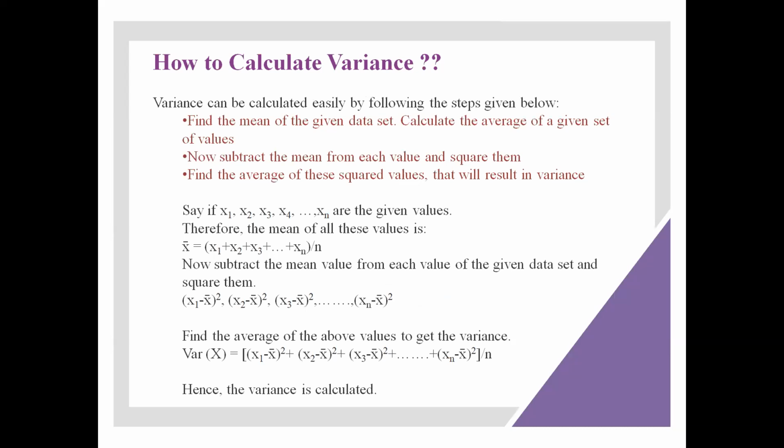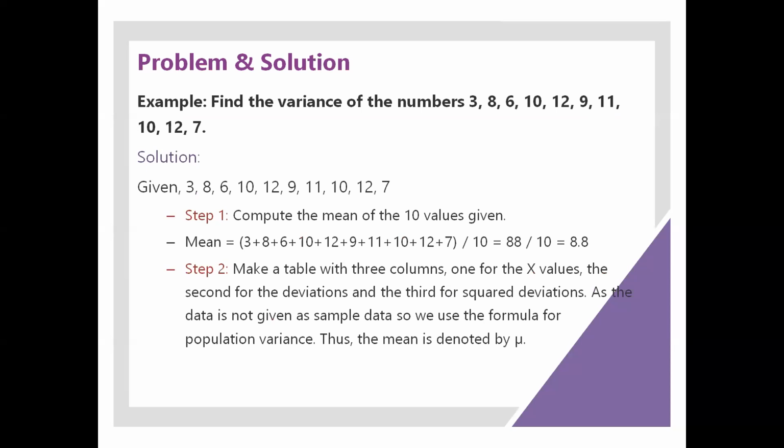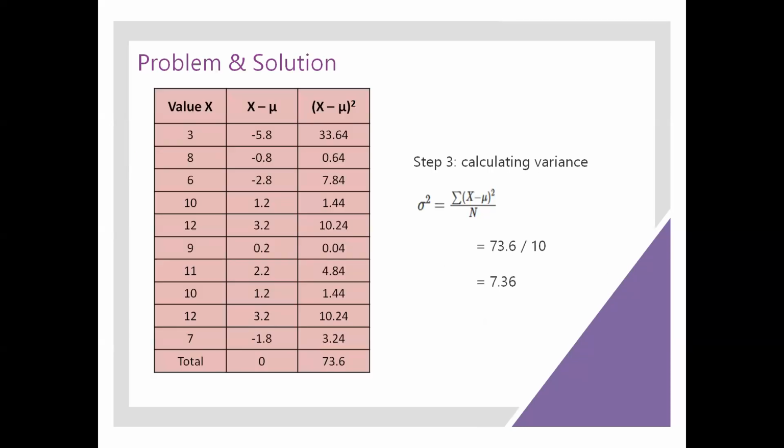Now we will solve an example here, then it will be more clear to you how we can calculate variance. So suppose we have numbers which are 3, 8, 6, 10, 12, 9, 11, 10, 12 and 7. So this is the data given to us. First of all, we have to find the mean. So what is the mean for this? We know mean is nothing but the sum of all these values divided by the number of values, which is 8.8 here. So this is step number 1 where we are calculating the mean. In step number 2, we will find the distance of each value from the mean. We represent the mean through mu and the value through x.